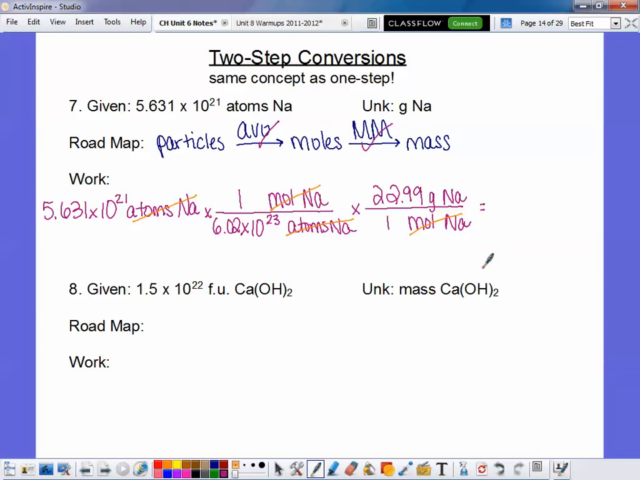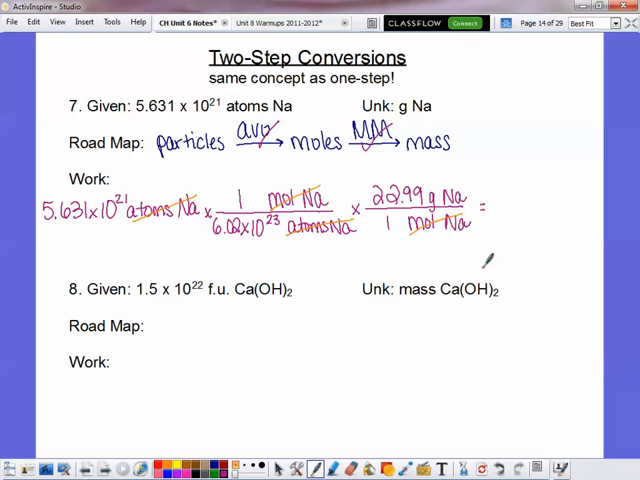So you're taking this 5.631 times 10 to the 21st, you're multiplying it by the molar mass, the 22.99, and you're dividing it by Avogadro's number, 6.02 times 10 to the 23rd. In terms of the order of operations, it doesn't matter if you do the multiplication first or the division first, okay? Because it's the same type of process. So in the order of operations, parentheses, exponent, and so on, multiplication and division can occur in either order.